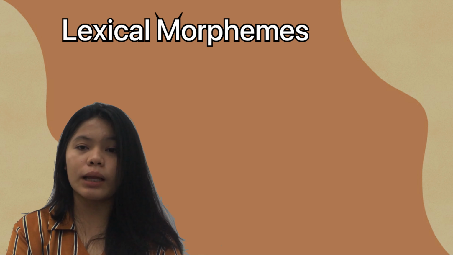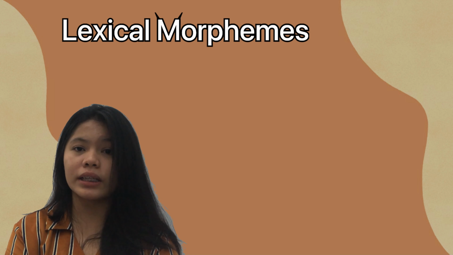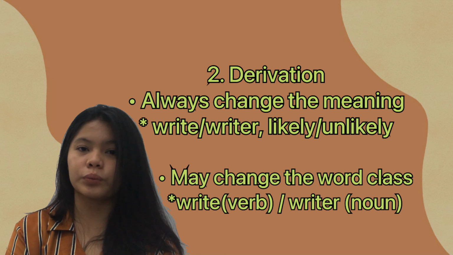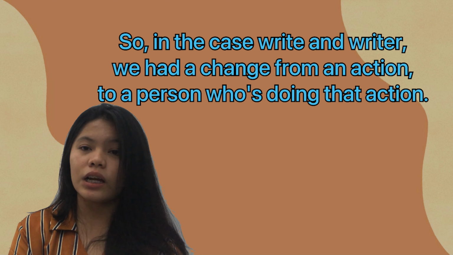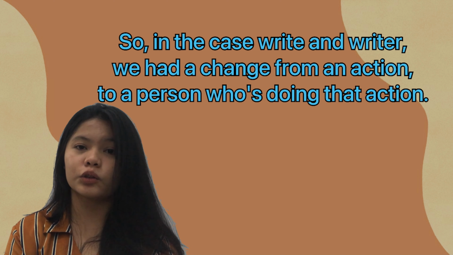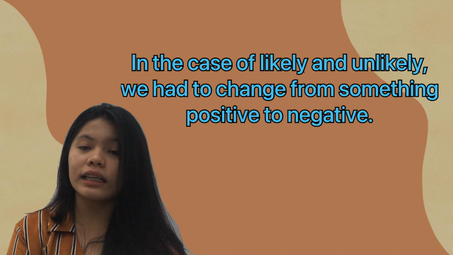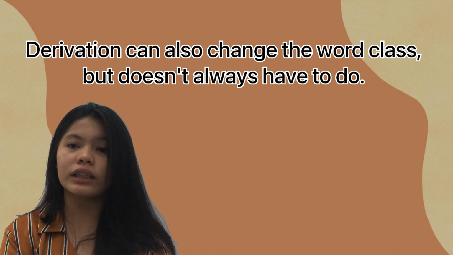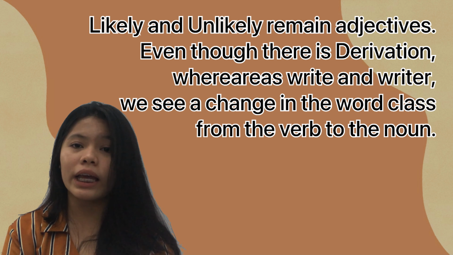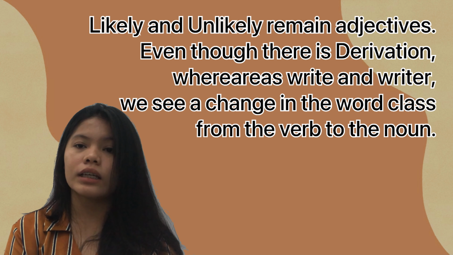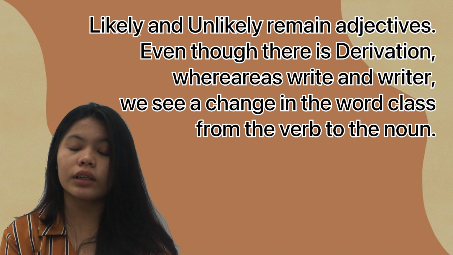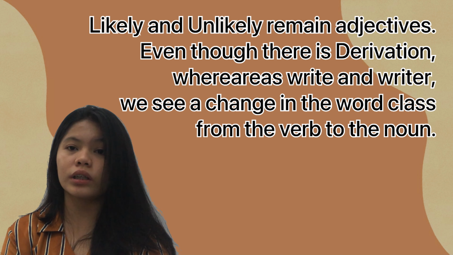Now, the other types of elements, those morphemes that indicate lexical meaning, are called derivation. These always change the meaning of the word they attach to. So, in the case of write and writer, we had a change from an action to a person who is doing that action, and in the case of likely and unlikely, we had a change from something positive to negative. So derivation can also change the word class but doesn't always have to. Likely and unlikely remain adjectives even though there is derivation, whereas with write and writer we see a change in the word class from the verb to write to the noun writer.